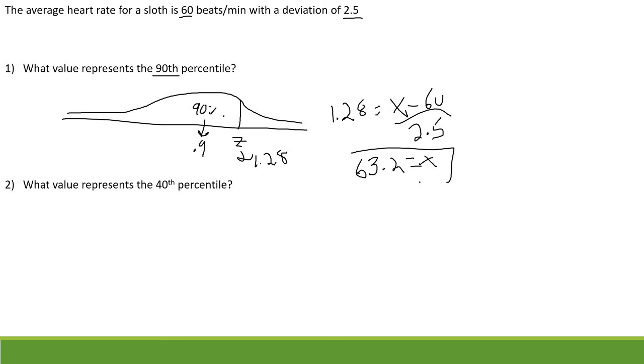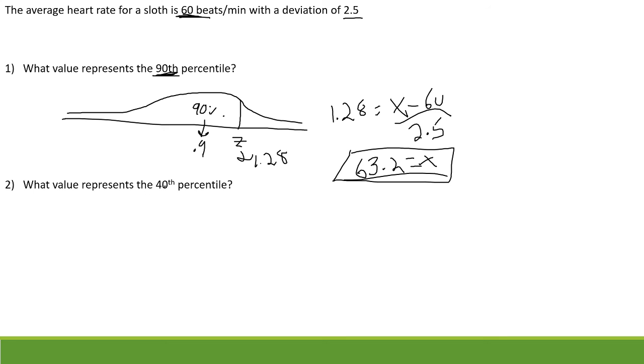Which again, kind of makes sense because if my average is 60, and I want to be in the 90th percentile, that means I want to know what's the heart rate that's going to be above the average, obviously, right? If you're above 90% of the data, that means you're going to be above the average, so your value should be above the average, which it is.